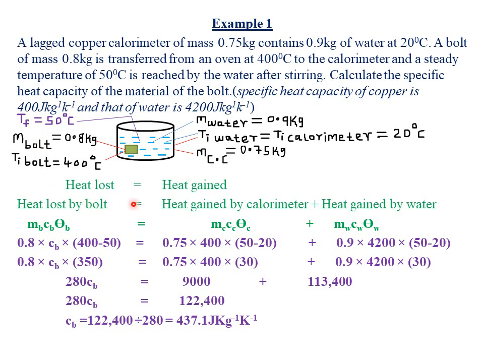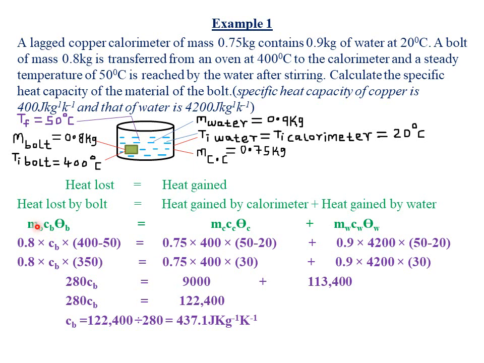Therefore, the heat lost by the bolt is equal to the heat gained by the copper calorimeter plus the heat gained by the water. The heat lost by the bolt is given by the mass of the bolt multiplied by the specific heat capacity of the bolt multiplied by the change in temperature for the bolt, which must be equal to the heat gained by the calorimeter, given by the mass of the calorimeter multiplied by the specific heat capacity of the calorimeter multiplied by the change in temperature for the copper calorimeter, plus the heat gained by water, given by the mass of the water multiplied by the specific heat capacity of water multiplied by the change in temperature for the water.